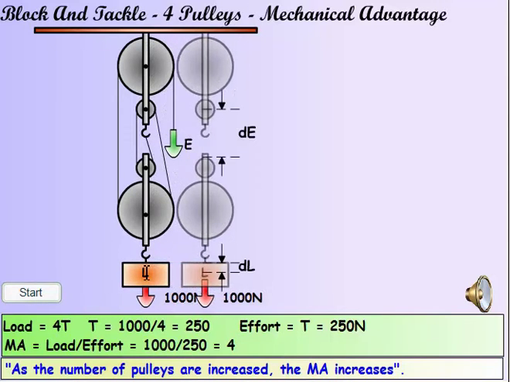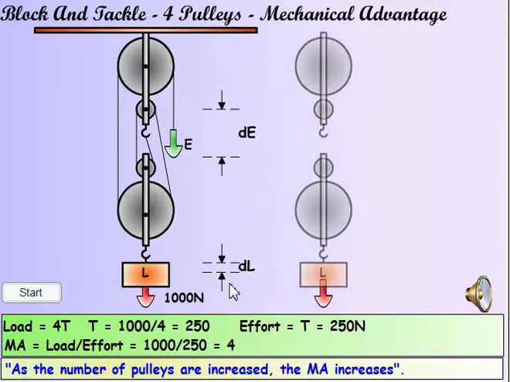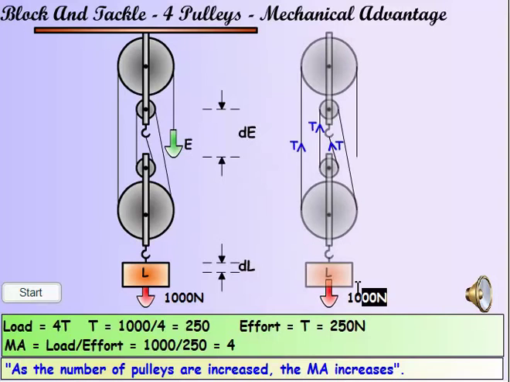In this block and tackle system, 2 blocks hold 4 pulleys. With 4 pulleys, the tension in each rope is 1/4 the total load. This means you apply an effort equal to 1/4 the load.